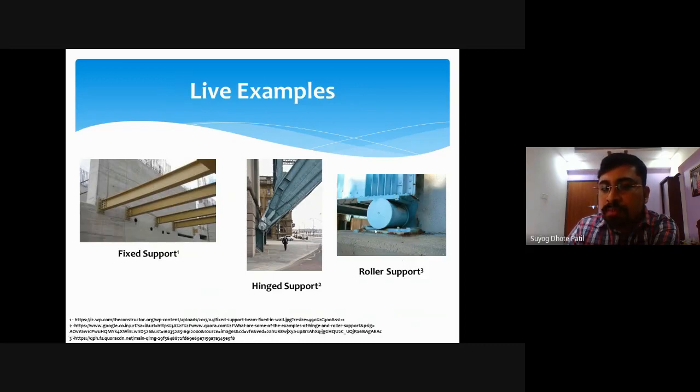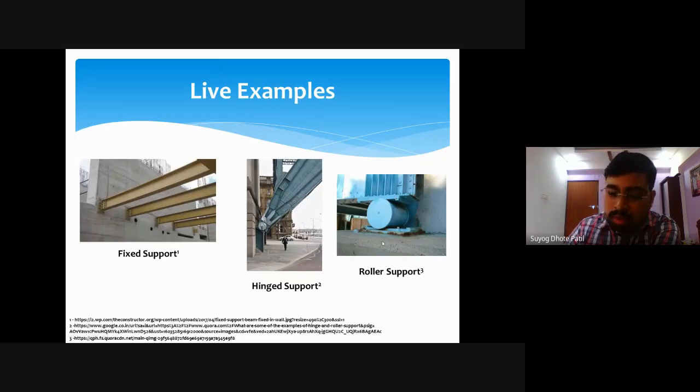Okay, this platform can't move in the upward direction as this platform is coming. In between the structure, or we can say beam, and this platform, there is a roller. So the movement of the beam with respect to the platform in the horizontal direction is possible only. So this is a live example of roller support.